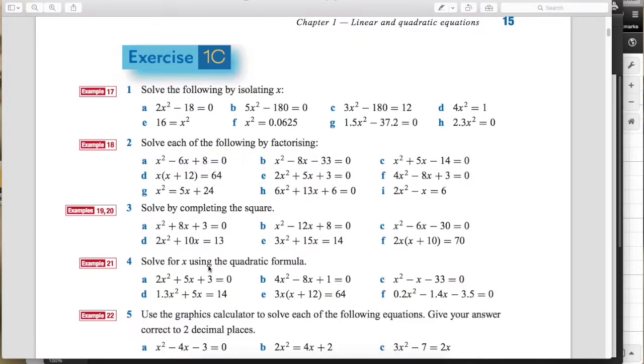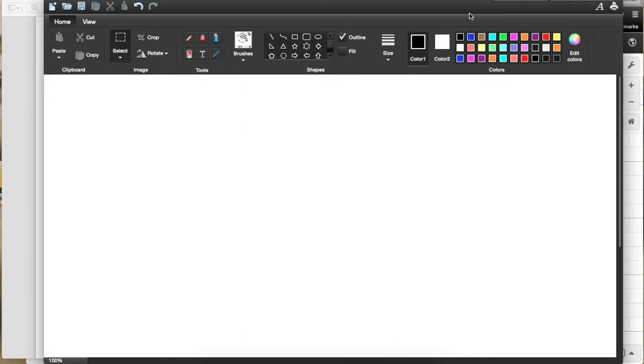Okay, question 4a, solving for x using the quadratic formula. So the equation we're trying to solve for is 2x squared plus 5x plus 3 equals 0. Now this 0 here is really important.